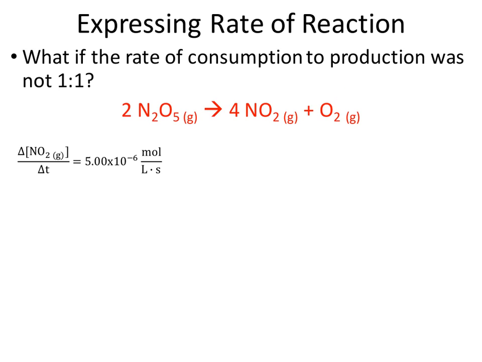Okay, so if we're looking for N2O5, I'm just going to rewrite this equation here. I have 2N2O5, and that equals 4.